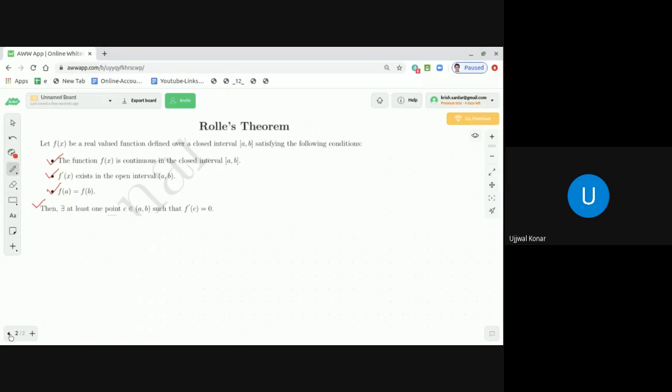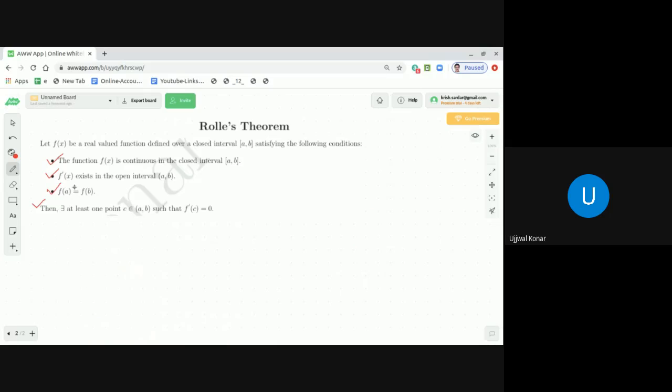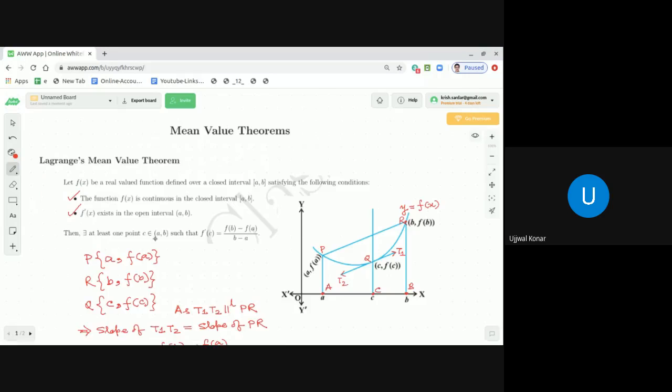And what is the second condition of Lagrange's mean value theorem? That f'(x) exists in the open interval (a, b), which is exactly the same as the second condition of Rolle's theorem. That is, f'(x) exists in the open interval (a, b). Now, as these two conditions are satisfied, what can we conclude? We can conclude whatever the result of Lagrange's mean value theorem says. That means there exists at least one point c belonging to the open interval (a, b) such that f'(c) is equal to (f(b) minus f(a)) by (b minus a). Exactly that is what we can write.